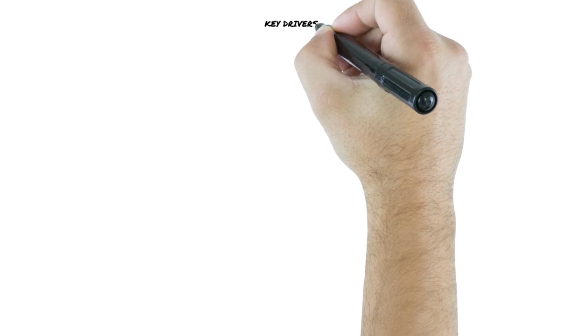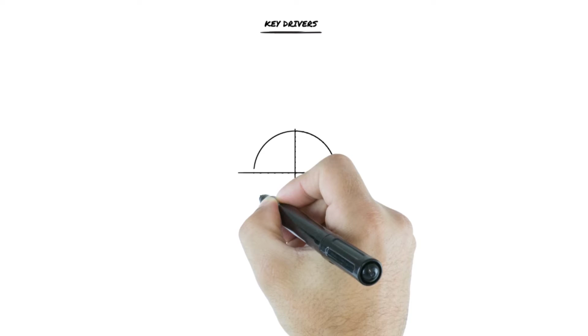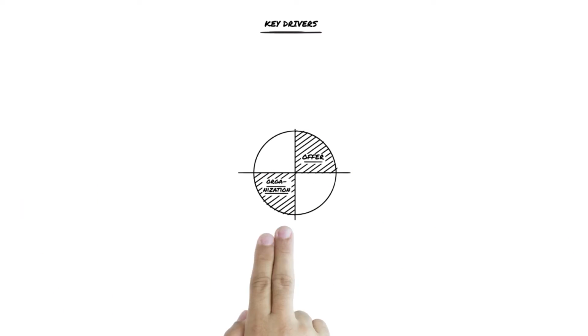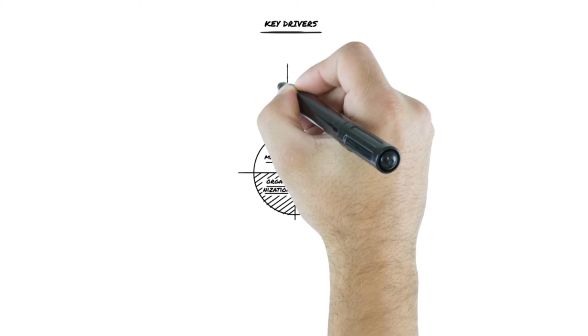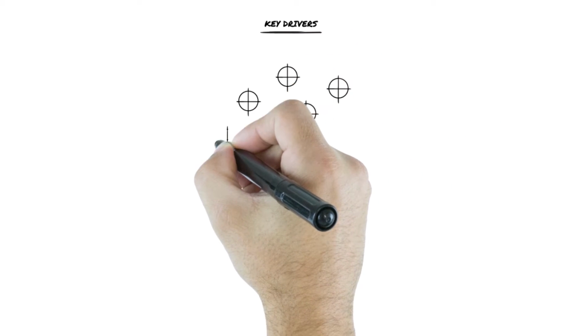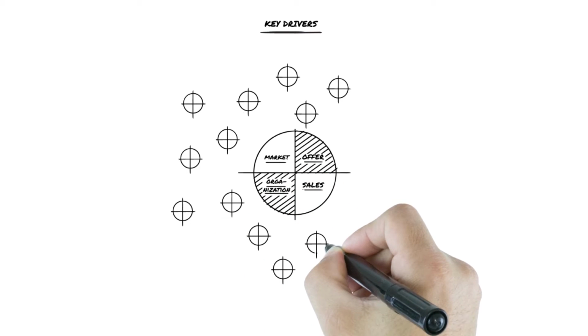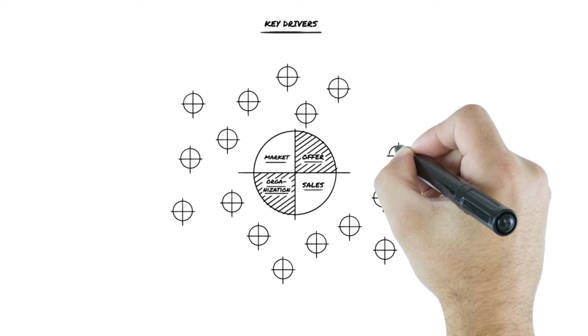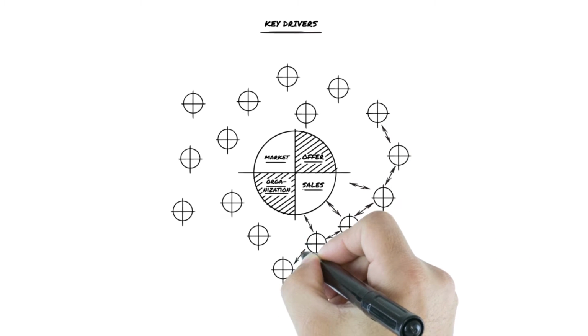Linking strategy and capability for innovation calls for context, to understand the internal context and the external context. If we start with the external context, we have key drivers. And inside these key drivers, we have the organization.